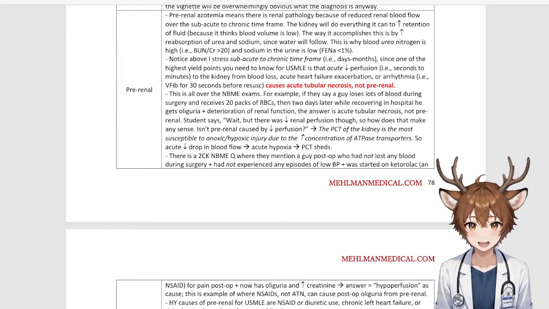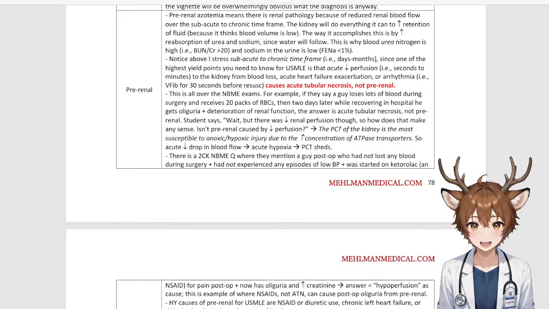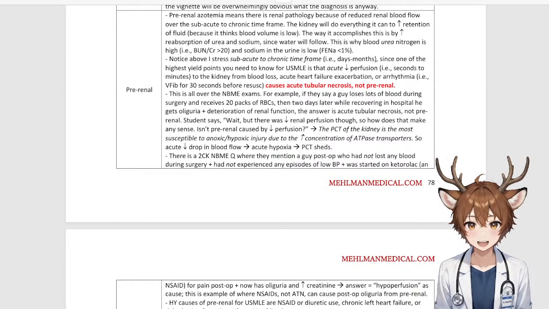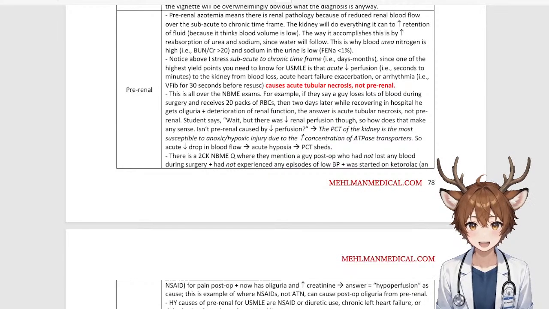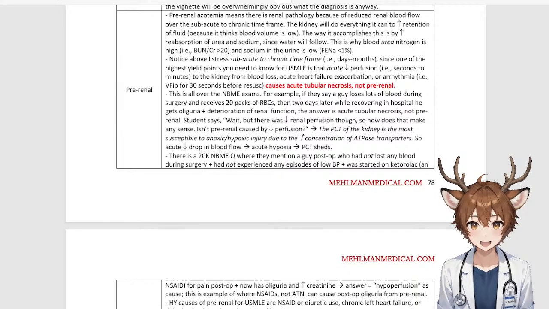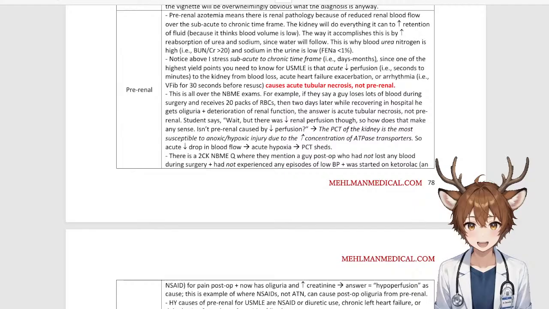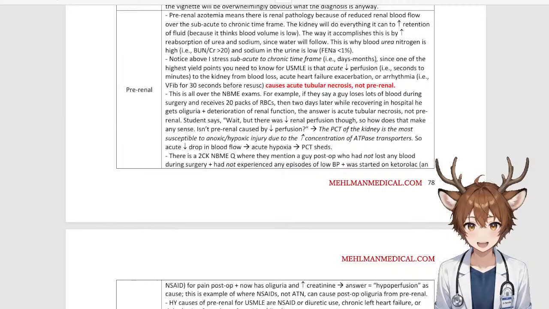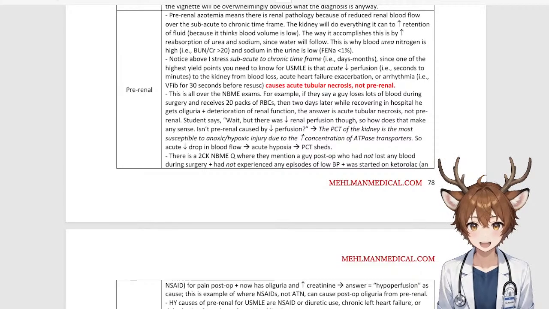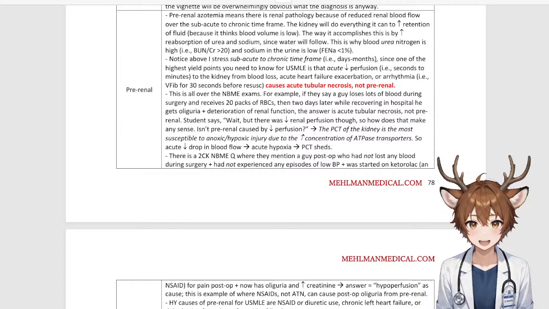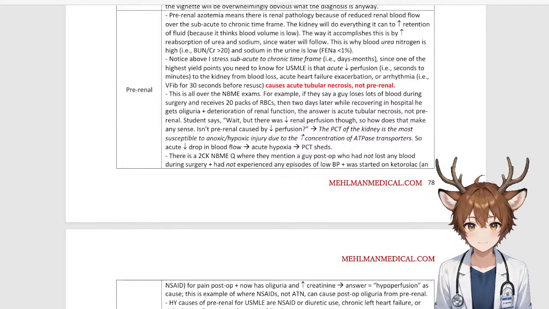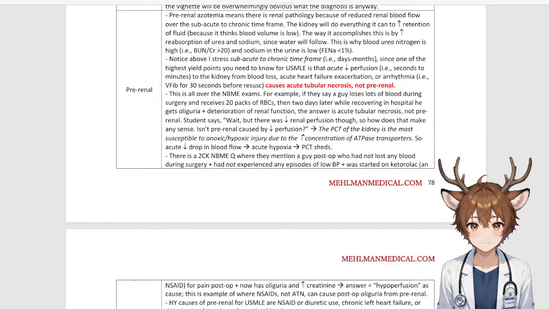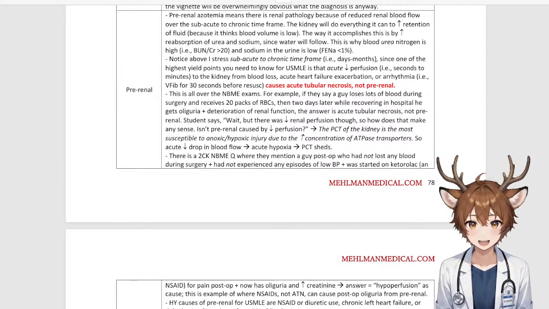Pre-renal azotemia means there is a renal pathology because of reduced renal blood flow over the subacute to the chronic time frame. The kidney will do everything it can to increase the retention of fluid because it thinks blood volume is low. The way it accomplishes this is by increasing the reabsorption of urea and sodium, since water will follow. This is why blood urea nitrogen is high, that is to say BUN/creatinine is greater than 20, and the sodium in the urine is low, the fractional excretion of sodium is less than 1%.